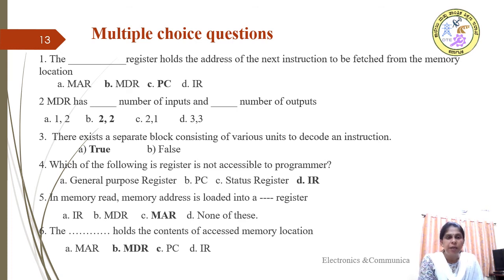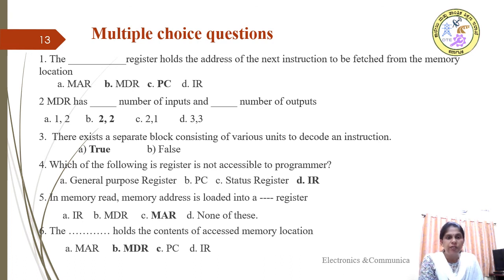Second question: MDR has dash number of inputs and dash number of outputs. It consists of 2 inputs and 2 outputs. As it is bidirectional, data can be moved from memory to the processor and from the processor to memory. Third question: there exists a separate block consisting of various units to decode an instruction. Yes, it is true. It consists of a unit called a decoder.